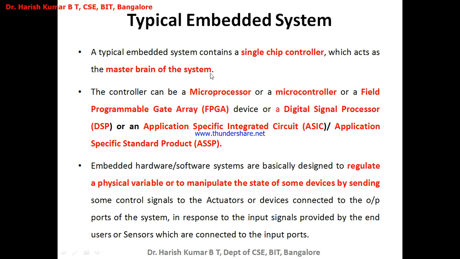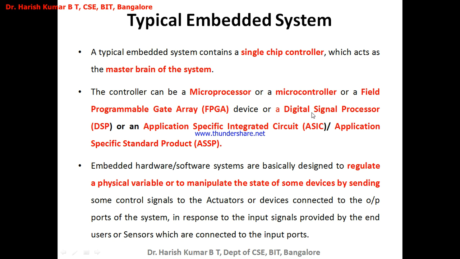Now when I say the master brain of the embedded system, it can be a microprocessor or a microcontroller, or even sometimes it can also be an FPGA, field programmable gate array. We'll be discussing more on this later. Or it can be a digital signal processor. This is what I was saying.